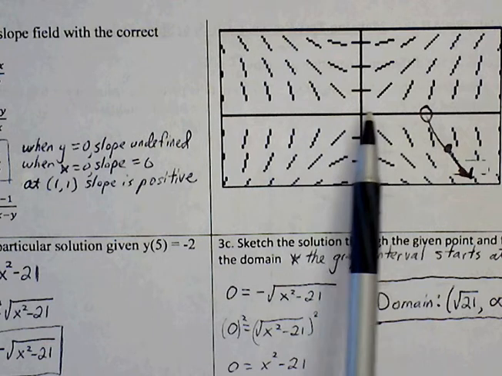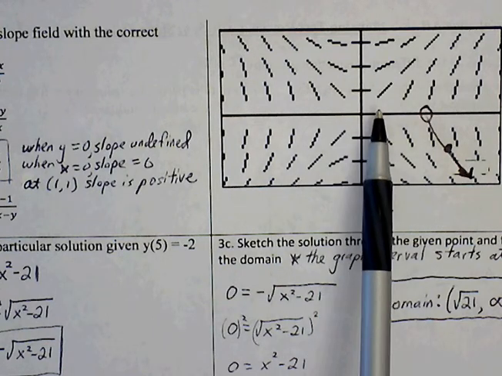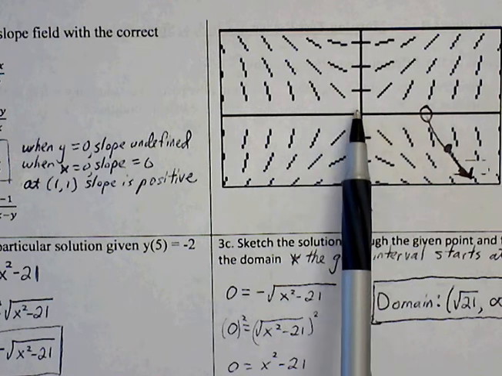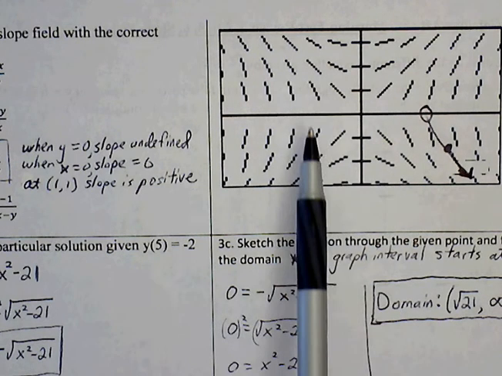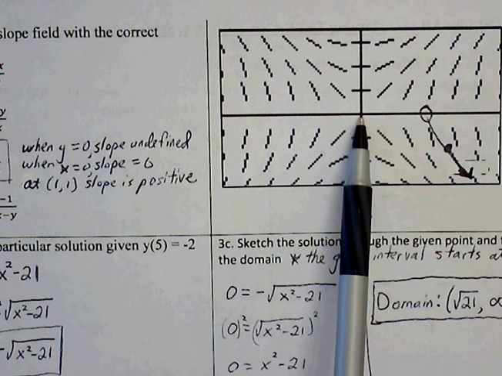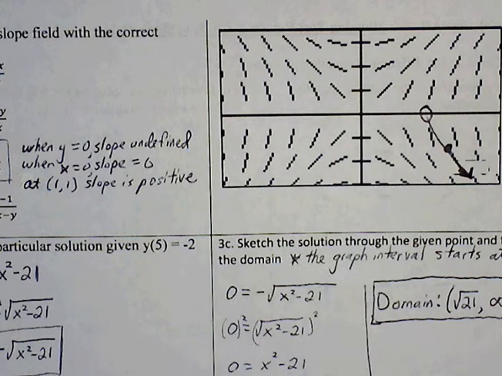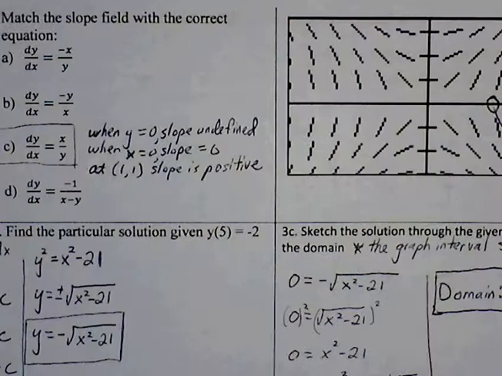And then further, we can look for some easy ordered pairs here. We know (1, 1) will produce a positive slope, (-1, 1) will produce a negative slope, and (1, -1) will produce a negative slope. So let's look at our possibilities, our choices here.